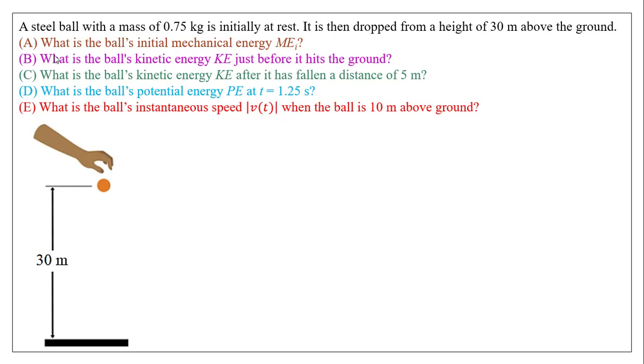So here we have a steel ball of mass 0.75 kilogram. As it is initially at rest, it is then dropped from a height of 30 meters above the ground. And then here's A, B, C, D, and E. If you need to, pause it, and then I'll show you how to attack it. All right, let's crack out part A.